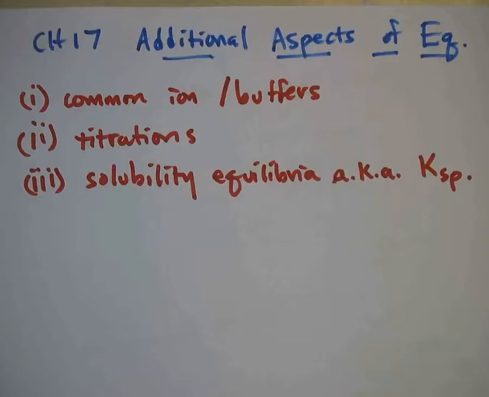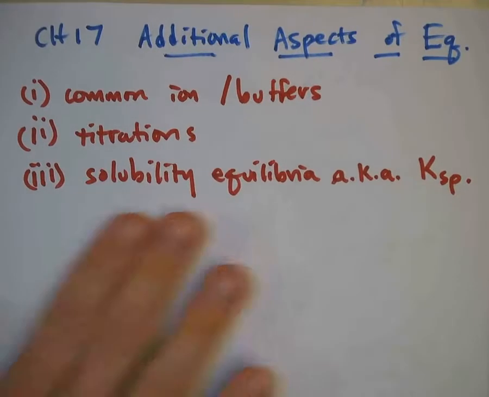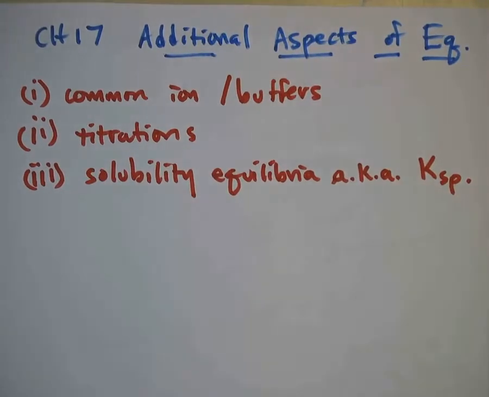Okay, welcome to the review on Chapter 17, Additional Aspects of Equilibria. Make sure you have a piece of paper, pencil, something to write with, and a periodic table available. Chapter 17 has 3 sections: Part 1, Common Ion Effect and Buffers; Part 2, Titrations; Part 3, Solubility Equilibria, also known as Ksp.